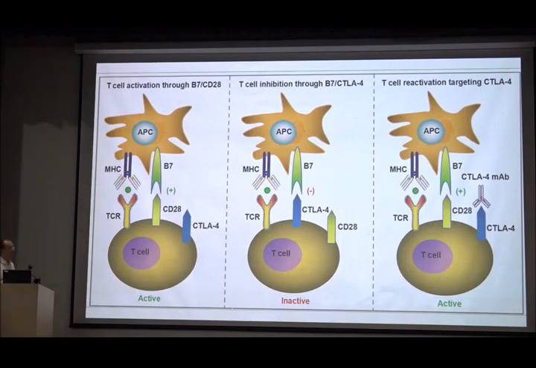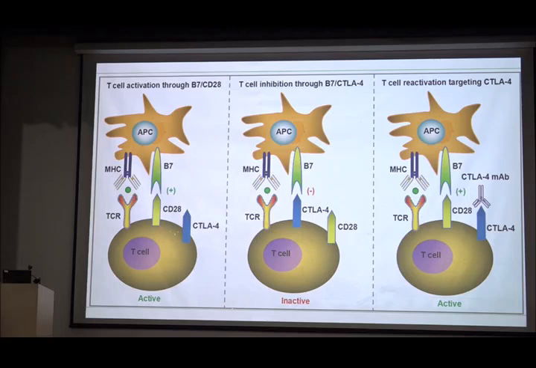Now another ICI is the CTLA4 inhibitors. As we can see here, this is a T cell, and it actually requires two signals to become activated. One is the TCR in relation with MHC, which recognizes the tumor antigen. However, co-stimulation is also required by the interaction of B7, that is CD80/86, present on the APC, and CD28. When this interaction happens between the two, the T cell will become activated, and then it will be able to kill the cancer cells.